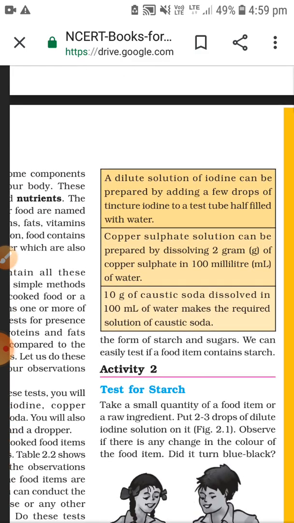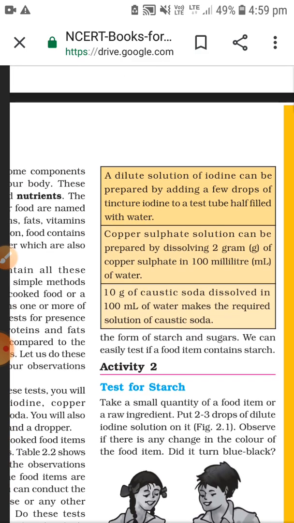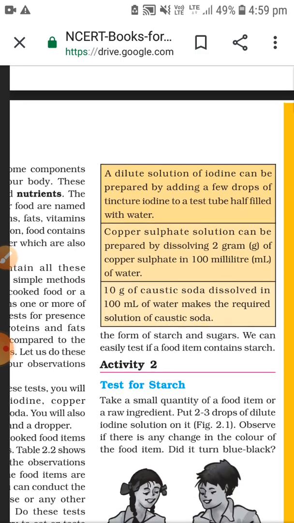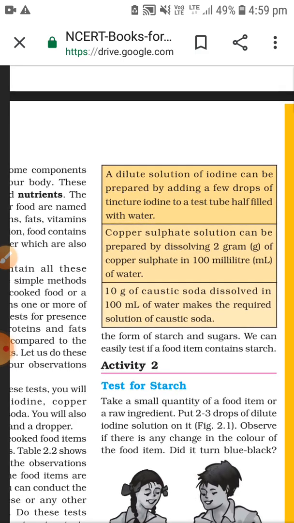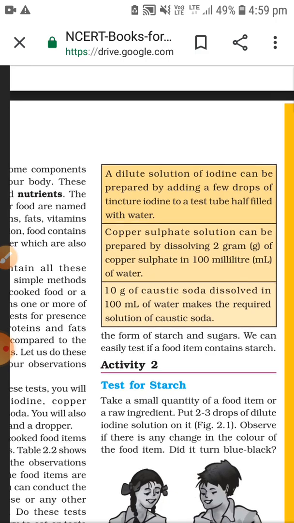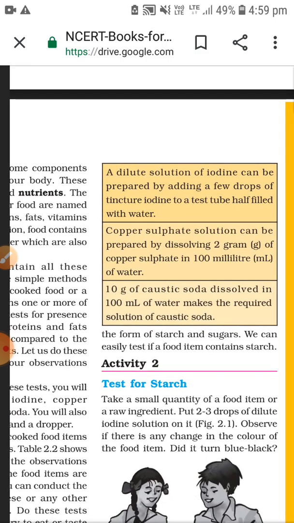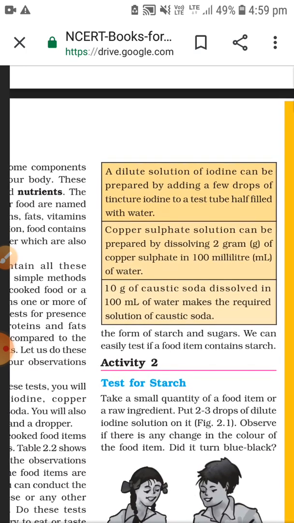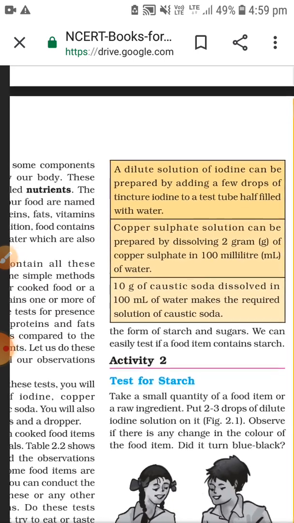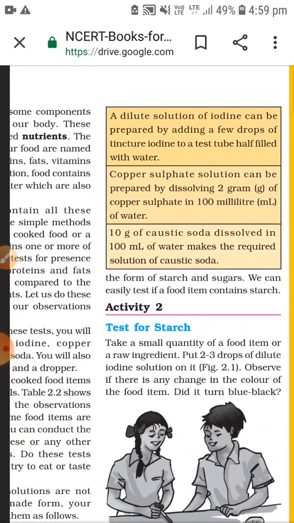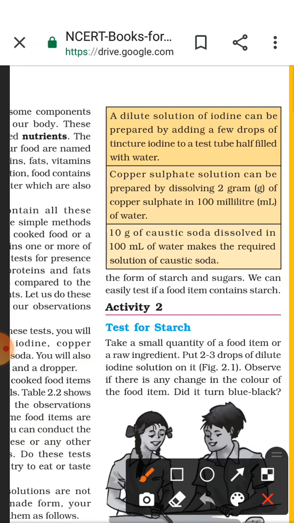So what is that? A dilute solution of iodine can be prepared by adding a few drops of tincture iodine to a test tube half filled with water. Copper sulfate solution can be prepared by dissolving 2 grams of copper sulfate in 100 milliliters of water. 10 grams of caustic soda is dissolved in. So this is not important. This is only the iodine. Only this is important to you, and you have to revise it.